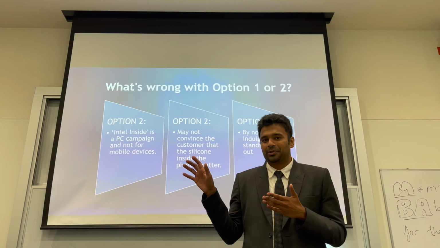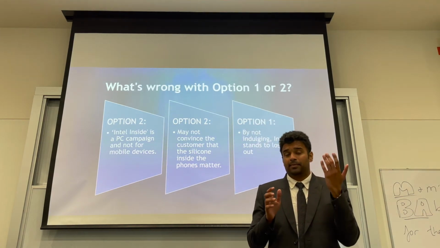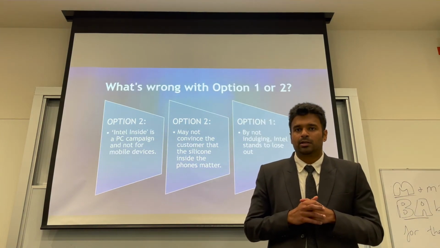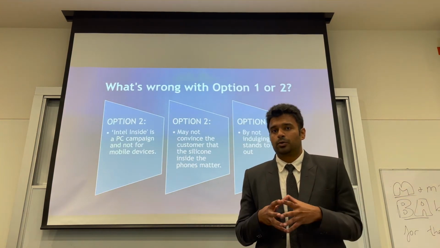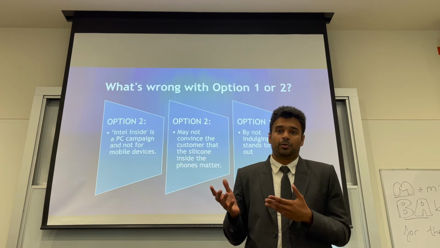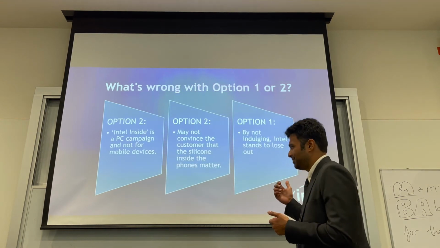In terms of option 1, it states that we stick with our PC segment and let's just not go into the mobile segment. But as Ed and Hayden had pointed out earlier, the mobile segment is growing multifold. So Intel would definitely be losing out on lots of revenues if we don't take that route. Hence, option 1 has been eliminated.